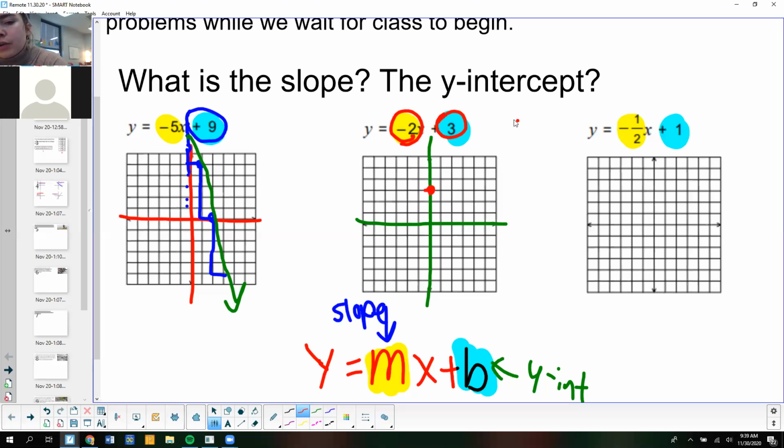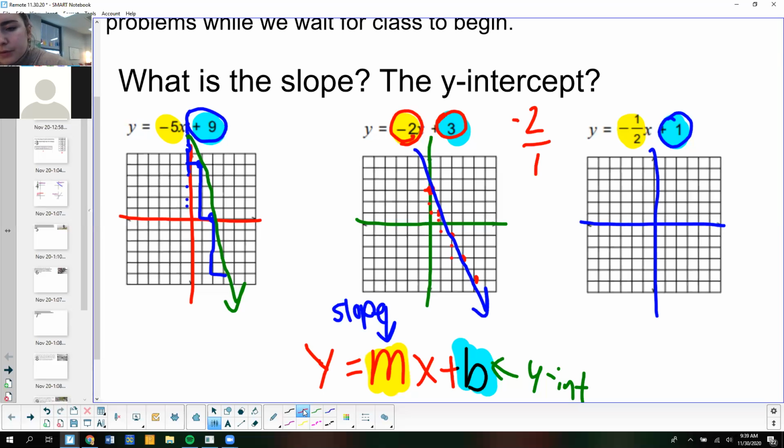And remember, whenever you've got a whole number like that, it's just -2 over 1. So our rise is -2, our run is 1. So we're going to go down 2 over 1, down 2 over 1, down 2 over 1. So for this one, our line's going to look like that.